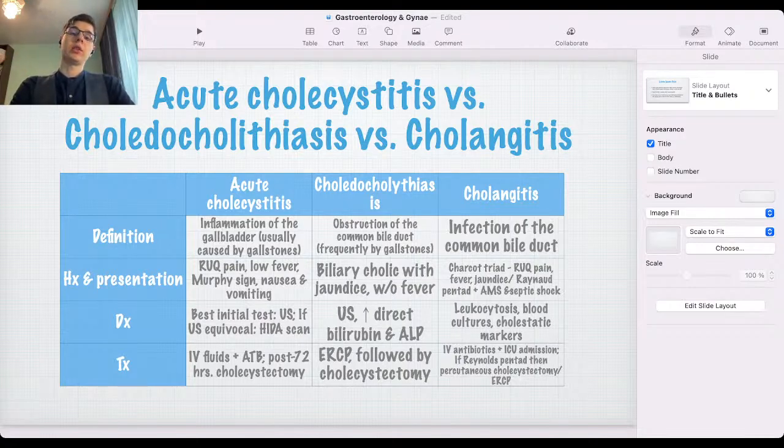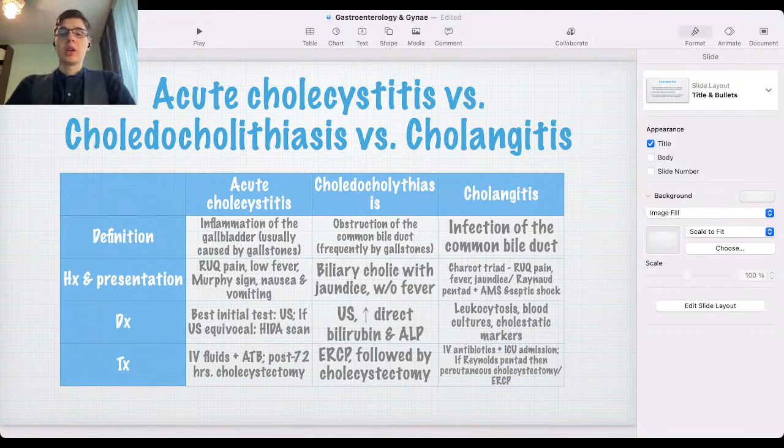On the other hand, choledocholithiasis is a condition that comes with biliary colic but has jaundice, because the obstructed bilirubin will go into the blood flow, thus leading to bilirubin deposition inside the skin. And an important aspect of choledocholithiasis is that it can be with or without fever.